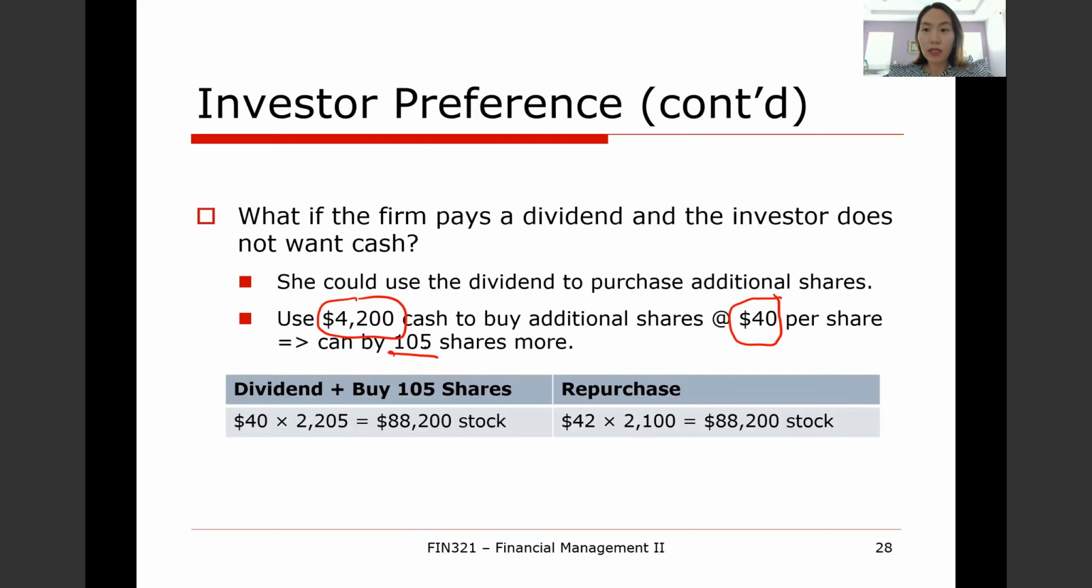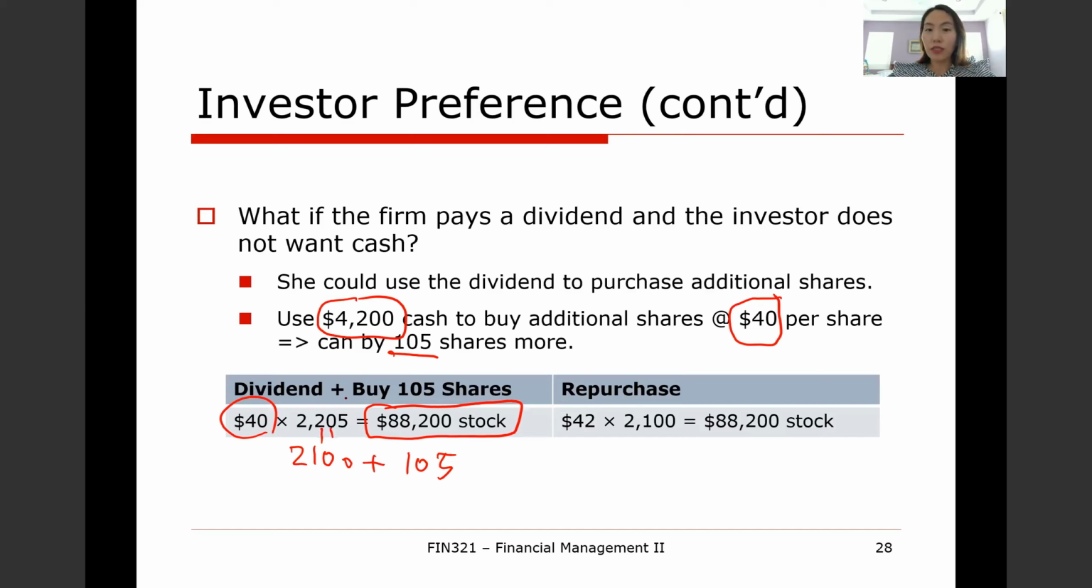Okay, and now let's see how your portfolio will look. So suppose the company declared a dividend, but you are going to use up that cash dividend to buy more shares immediately. Together with the initial 2,100 shares, you are going to buy 105 more. So in total, you are going to hold 2,205 shares. Each of these shares will be worth $40 now. The total value of your portfolio will be $88,200 in stock, everything.